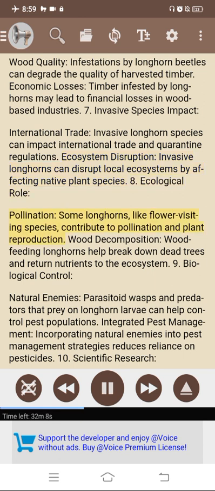8. Ecological role. Pollination. Some longhorns, like flower visiting species, contribute to pollination and plant reproduction. Wood decomposition. Wood-feeding longhorns help break down dead trees and return nutrients to the ecosystem.